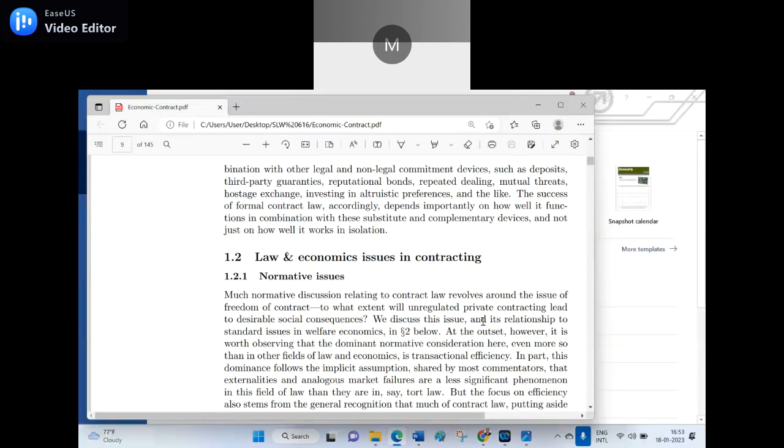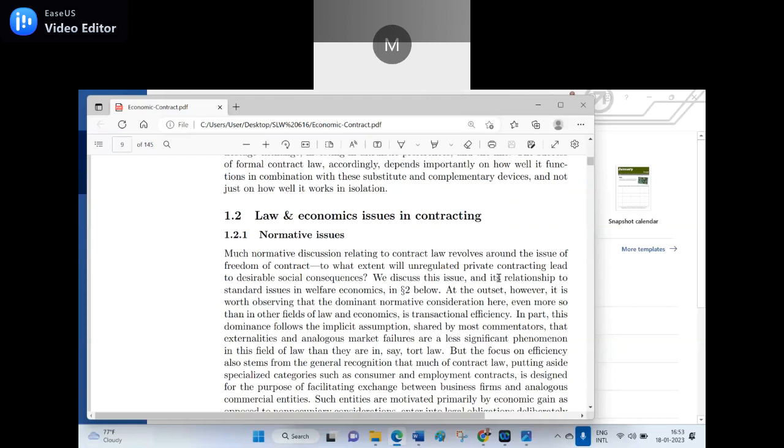In the earlier introductory class we studied economics and contract, how they go together. And now we'll see some of the economic issues in contracting and how they are connected with the law. That we'll check here.